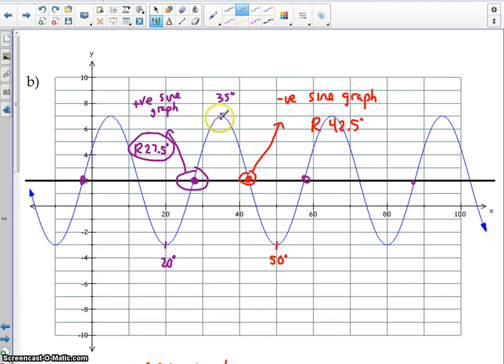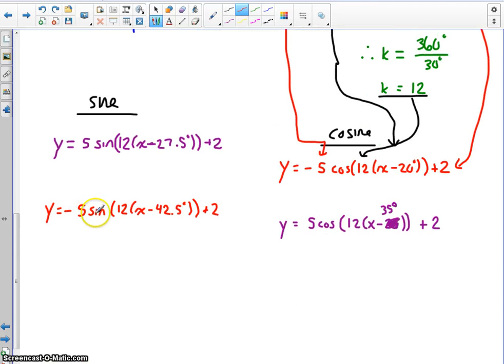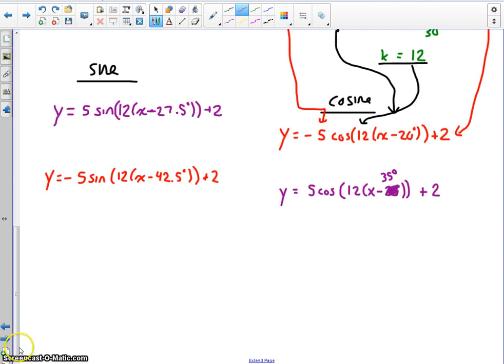The x value should happen halfway between 35 and 50 degrees. So that's going to be at 42.5 degrees. So that gives me my phase shift. So the equation for this one will be negative 5 sine bracket 12 bracket x minus 42.5 degrees, all plus 2. Okay, so again, lots of different ways you can create an equation to represent this graph.